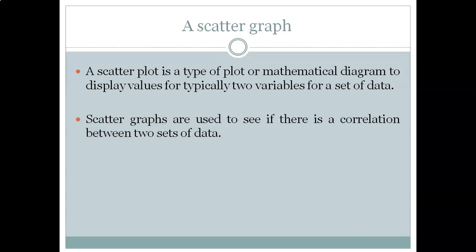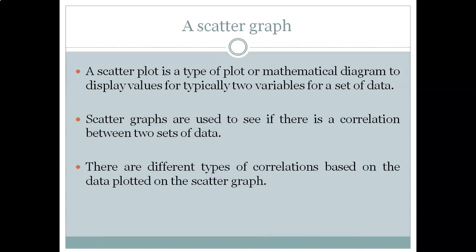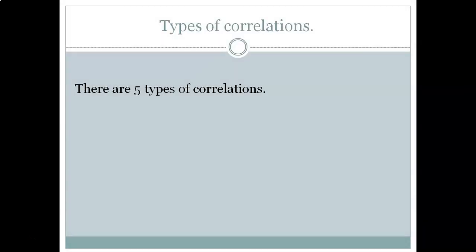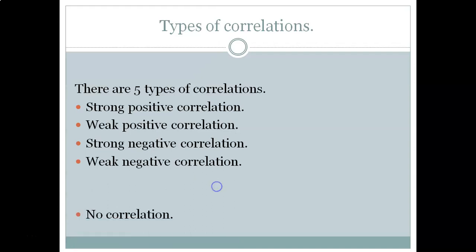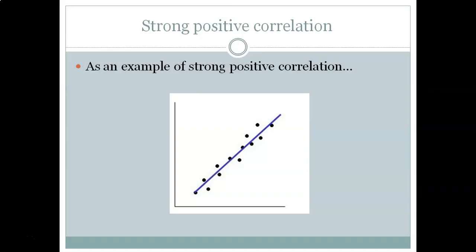Scatter graphs are used to see if there is a correlation between two sets of data. There are many types of correlations based on the arrangement of how data is plotted on the scatter graph. As said before, there are types of correlations, and we will have an explanation for 5 of them. We have the strong positive correlation, weak positive correlation, strong negative correlation, weak negative correlation, and finally the one with no correlation. First, I will explain the strong positive correlation.